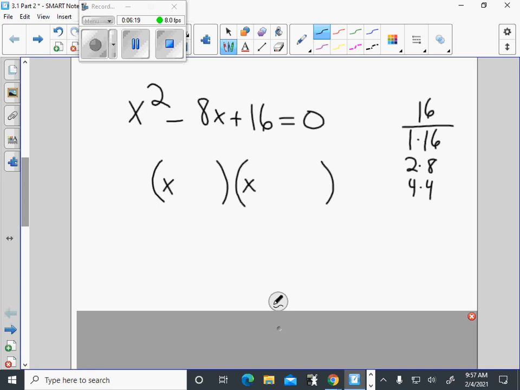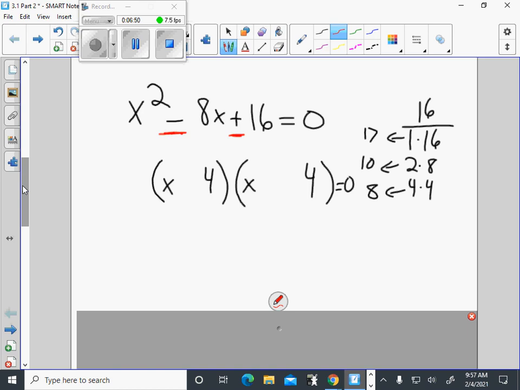Now, out of these, add them together. We got 17, we got 10, and we have 8. Okay. Oh, good. We're going to get to 8. Perfect. Okay. 4 and 4. At the end, there's going to be a 0. Okay. Now, I need a positive 16, but a negative 8x.